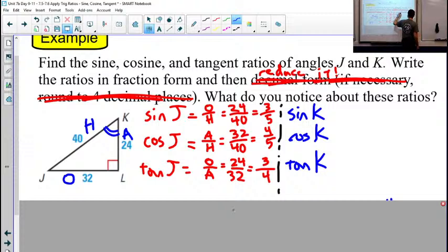So let's start with sine. Sine is still opposite over hypotenuse. So I'm going to do this a little bit quicker this time. Opposite over hypotenuse. Opposite across from angle K was 32. Hypotenuse is still 40. They're still both divisible by 8, so that's going to be 4 over 5.